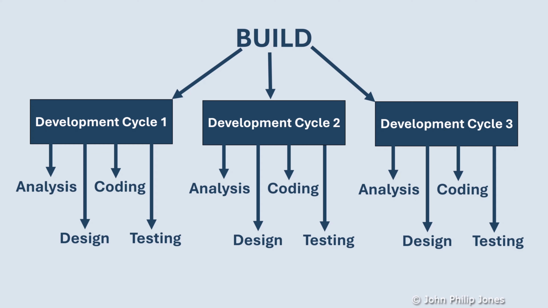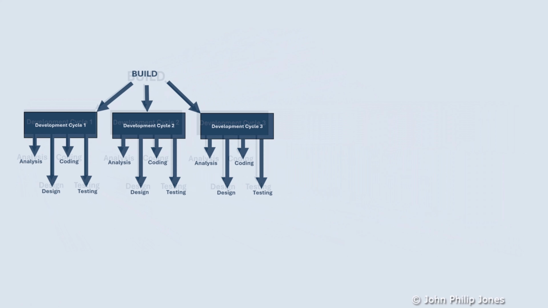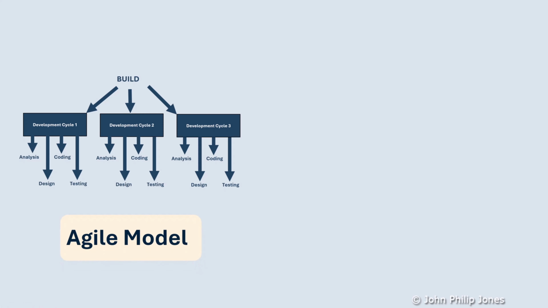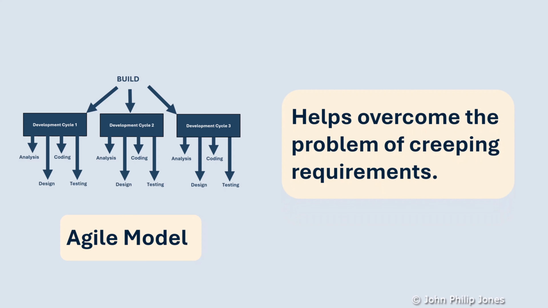Now, how long are each of these cycles? Well, that's something for another video, and we can discuss things often referred to as time boxing, where you would set a sprint to a specific time, typically 4 weeks, for example. So what we're looking at here is the agile model for software development. And essentially, the agile model helps overcome the problem of creeping requirements.